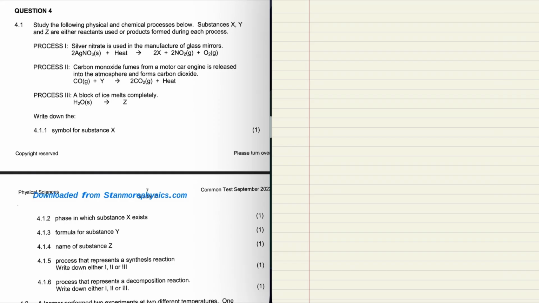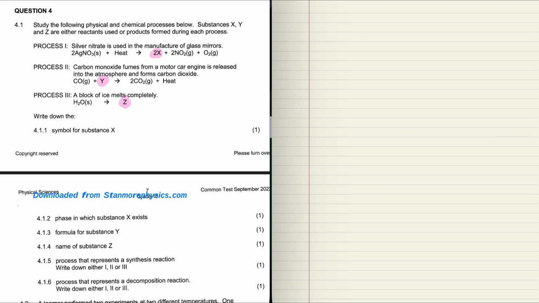Question 4 reads, study the following physical and chemical processes below. Substances X, Y, and Z are either reactants used or products formed during each process. So process 1, silver nitrate, is used in the manufacture of glass mirrors. We have X forming here. Process 2, carbon monoxide fumes from a motor car engine is released into the atmosphere and forms carbon dioxide. So you have Y as a reactant. And process 3, a block of ice melts completely. You have Z as a product.